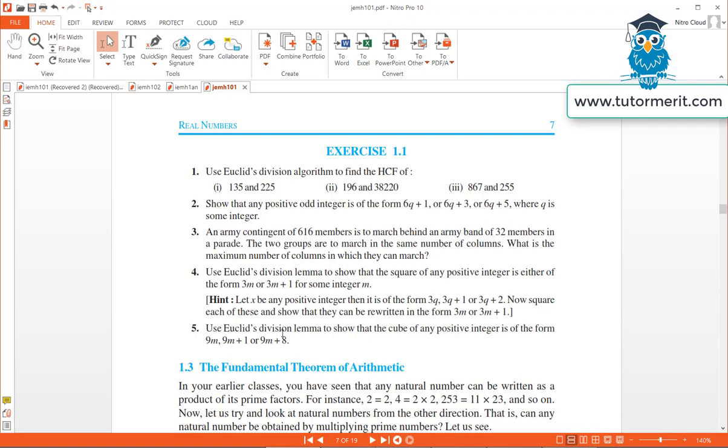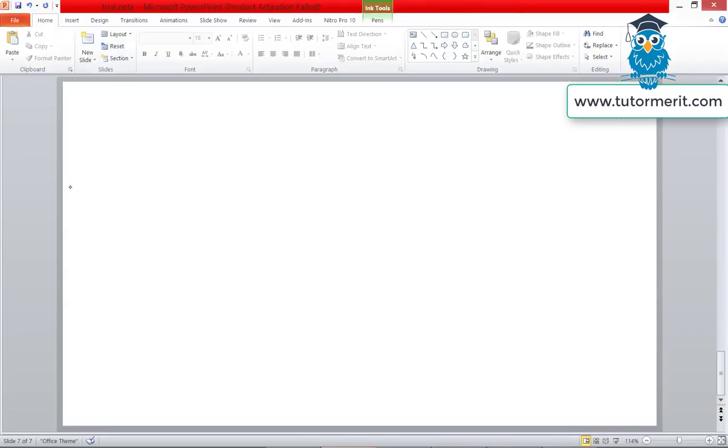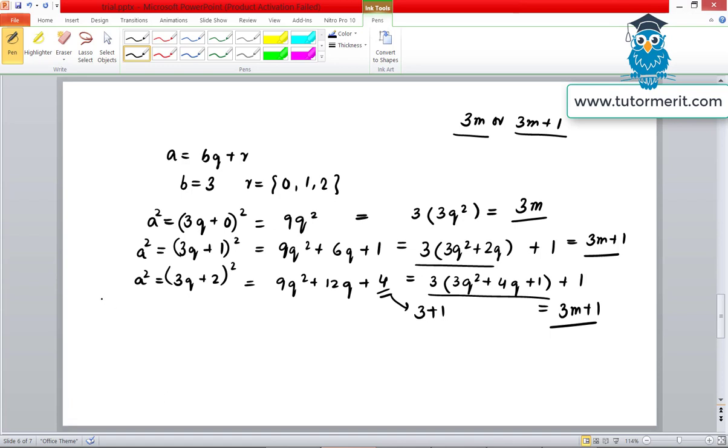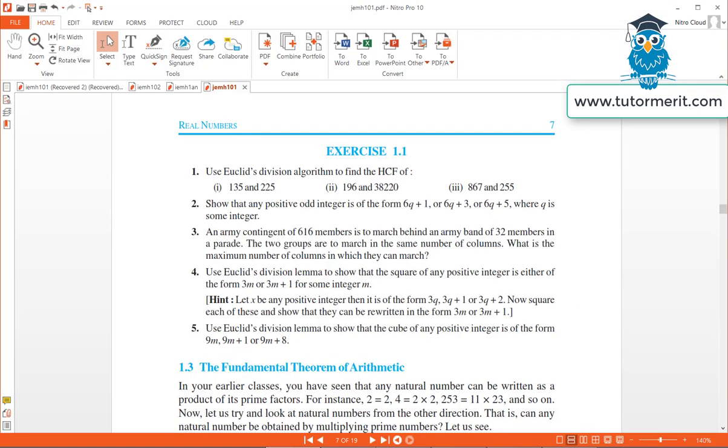Then using Euclid's lemma, you have to show that the cube of any positive integer is of the form 9m, 9m plus 1, 9m plus 8. So I'm looking at cubes now. For this problem, I'll again assume that b is equal to 3, but I'll be using cubes now. So a cube is equal to 3q whole cube. A cube could be of the form 3q plus 1 whole cube, and the third form that I could have would be 3q plus 2 whole cube, right? So instead of squaring, now I'm doing cubes because that is what is required. So I have to prove that they are of the form 9m, 9m plus 1, 9m plus 8.